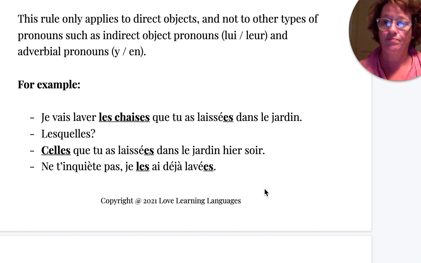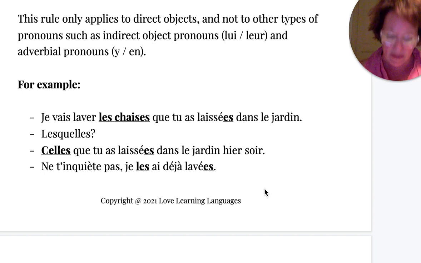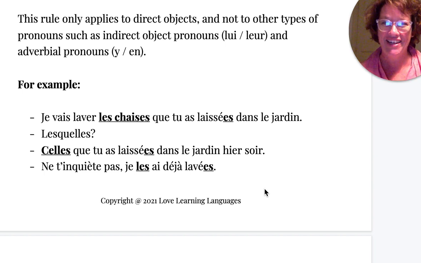D'accord? Okay. So if you just happened onto this lesson and passé composé is new to you, maybe you should stop. I don't want to confuse you, so go back to the lessons on the passé composé. But this is a more advanced lesson, which is why I've put it at the B1 level. So let's look at the examples here.